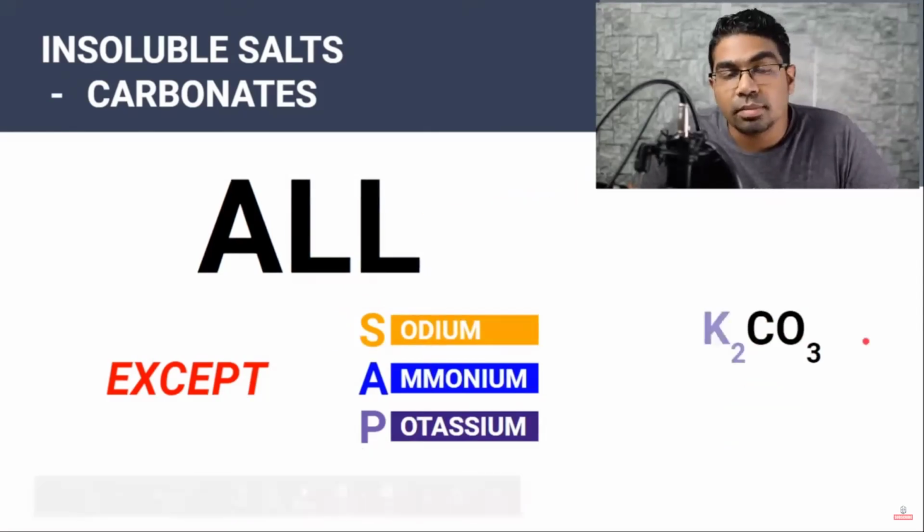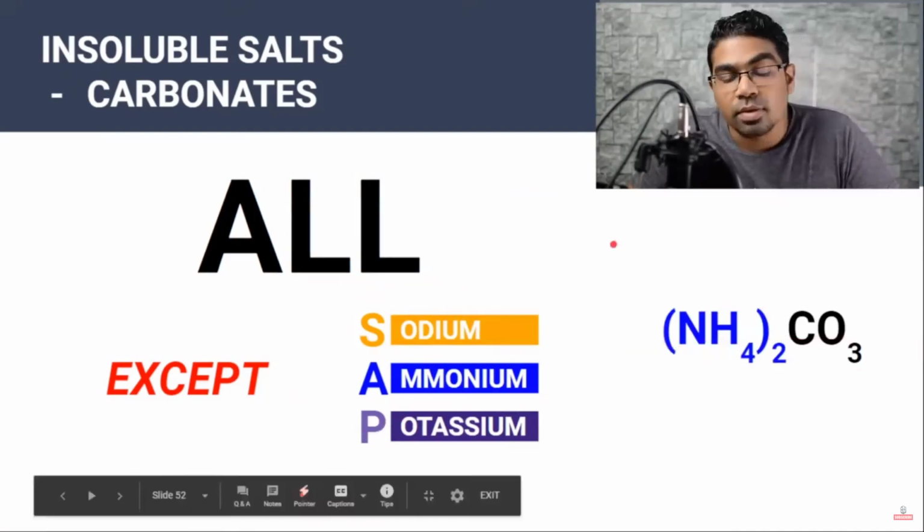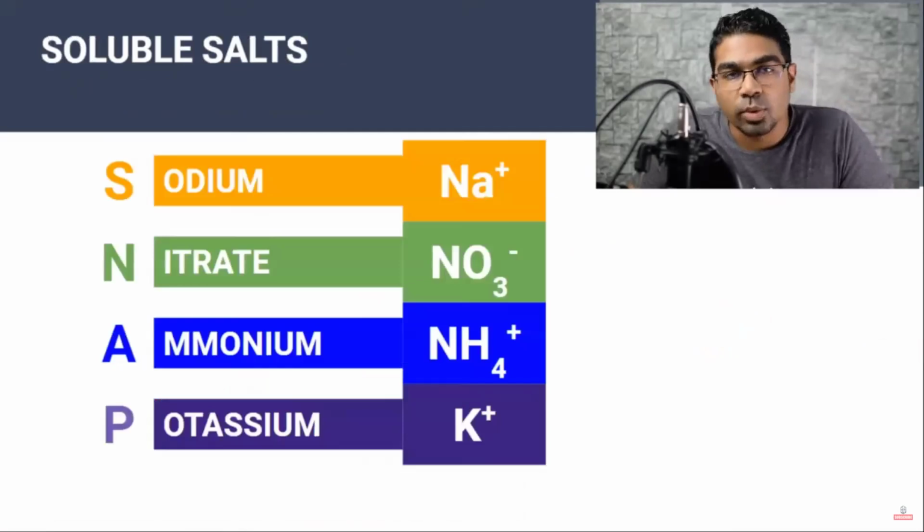Potassium carbonate: potassium is part of SNAP and therefore it is soluble. Same goes for ammonium carbonate. Ammonium is part of SNAP and therefore it is soluble. Let's do a quick recap.